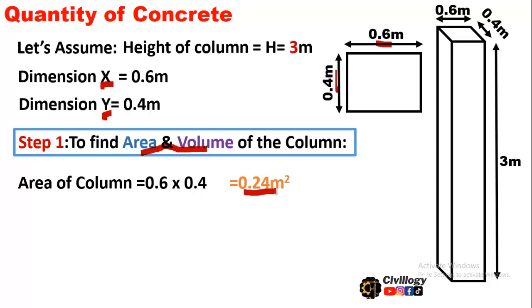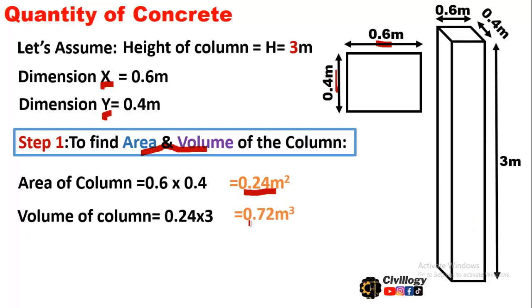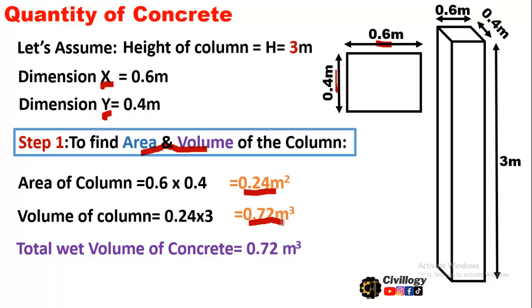For concrete calculation, we need to find the volume of that section. The volume of the column will be 0.24, that is the area, multiplied by the height of the column, so the volume will be 0.72 cubic meters. Now this is the total wet volume of the concrete.